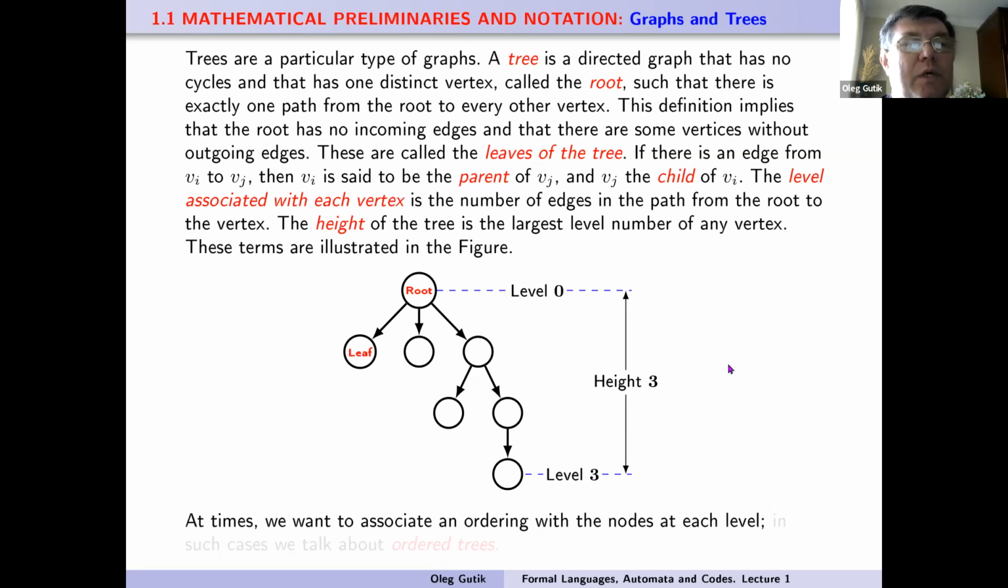At times, we want to associate an ordering with the nodes at each level. In such a case, we talk about an ordered tree.